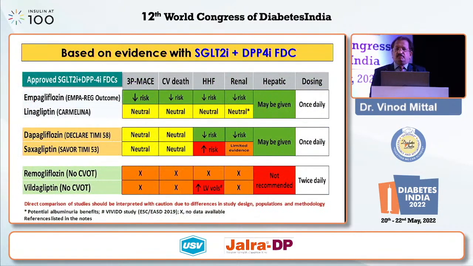As far as a combination of these two is concerned, we already have some combinations available. We have EMPA and LINA, we have DAPA and SAXA, and we have Remo and Vilda. But again, with Remo and Vildagliptin, we don't have any CVOT trial. So no evidence as of today.